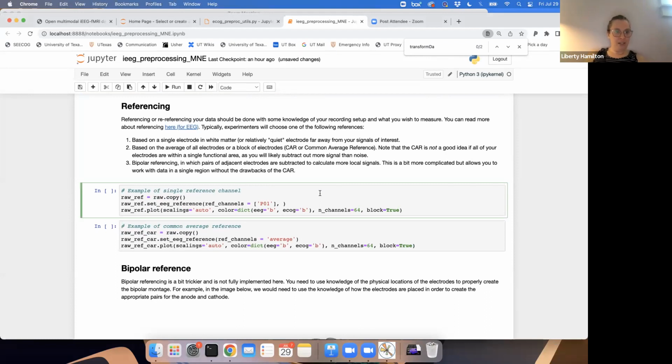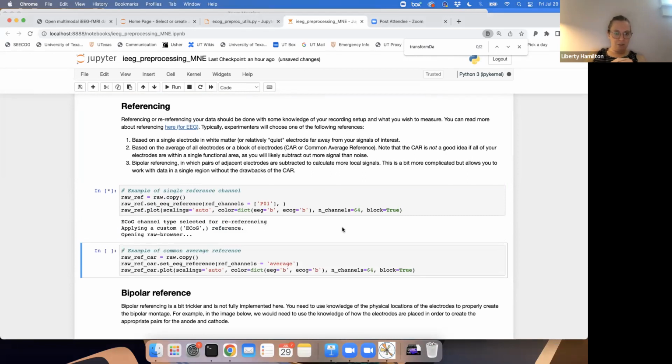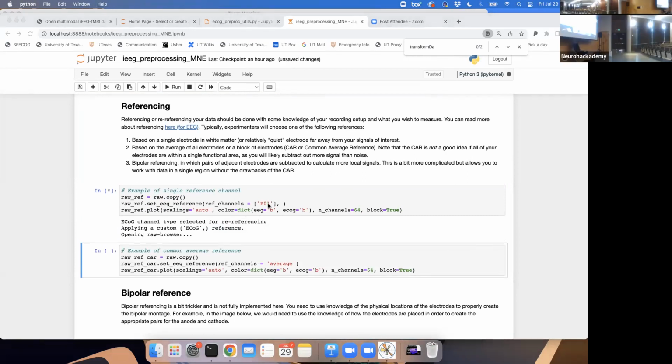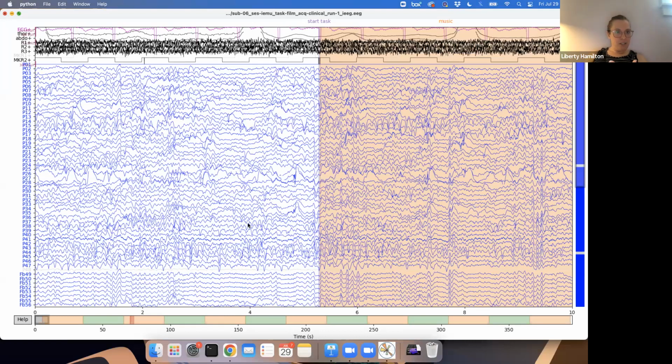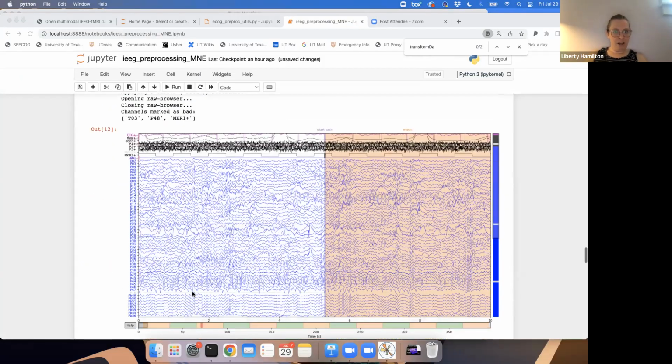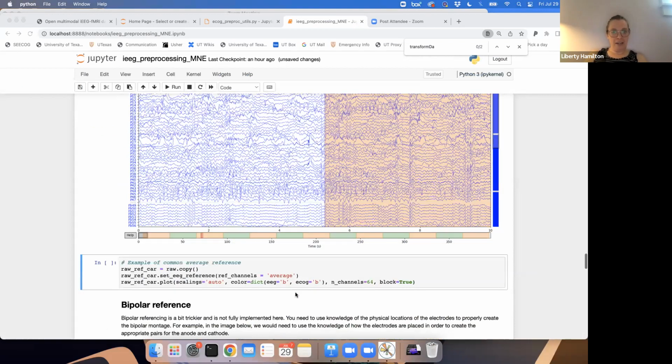So let me show you really quick the difference between single referencing and common average. We'll plot those two, and this first one is going to be referencing to just channel P0. What it's going to do is P0 is now flat because you subtracted it from itself. It's now the reference electrode, and everything else is relative to P0. And I'm just going to close this so we can have an example of what it looks like if we were to do a common average reference instead, which is using this set EEG reference and then plotting it.